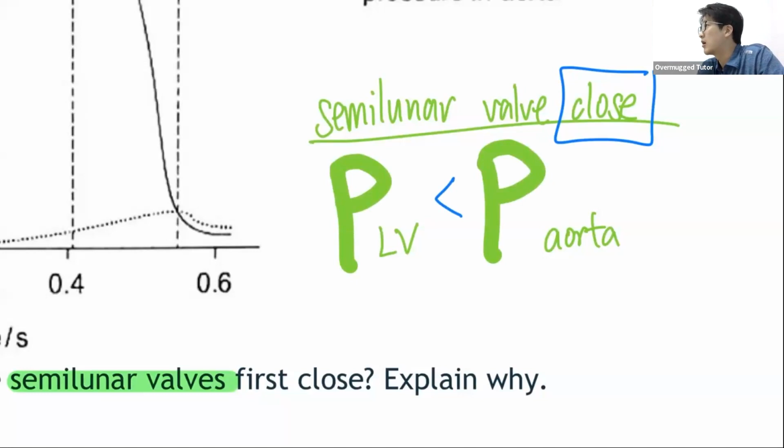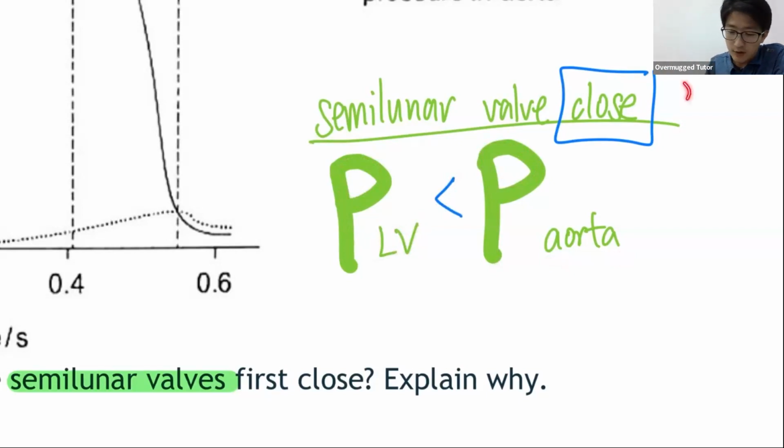P for pressure. The graph is about pressure. So this allows me to find, hey, if I translate this into words, the semilunar valve closes when pressure in the left ventricle is lower than pressure in the aorta. That's it. This method applies to all the valves in the heart.